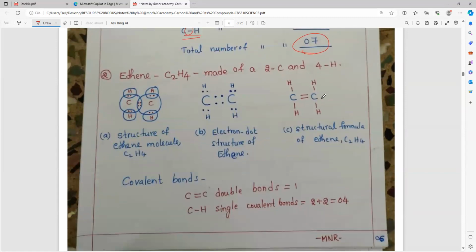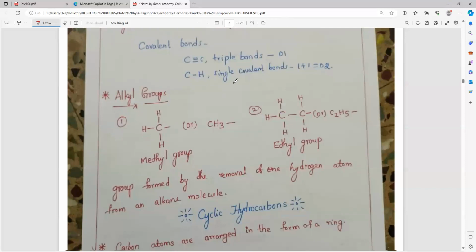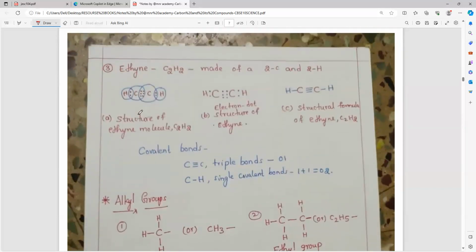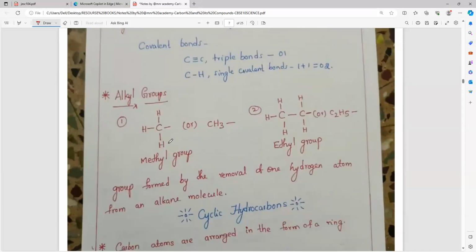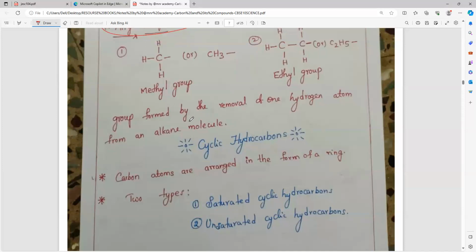Next, you can see ethene. Two carbons, four hydrogens, so I have written C double bond C. How many C-H single bonds? You can find it very easily. Then the total bonds. Next, in each alkane family, if I remove one hydrogen, they turn into an alkyl group. They are highly reactive.